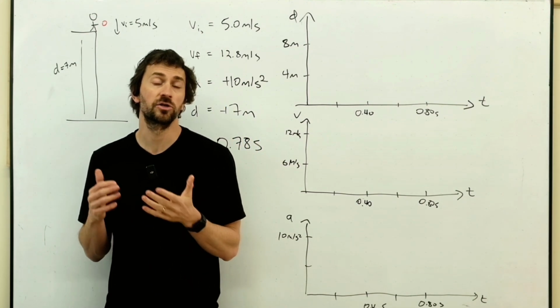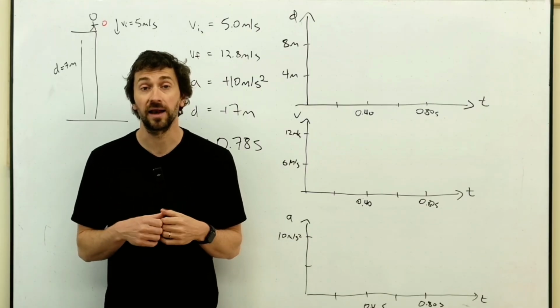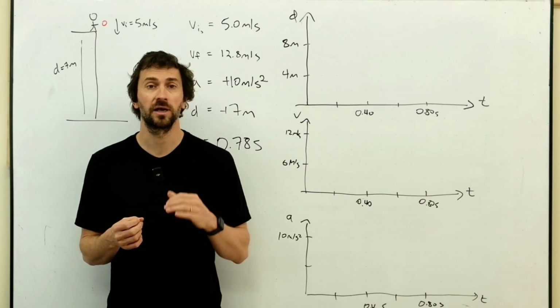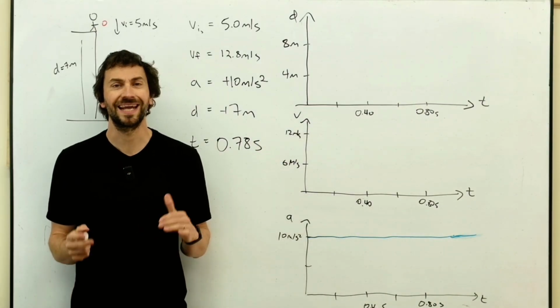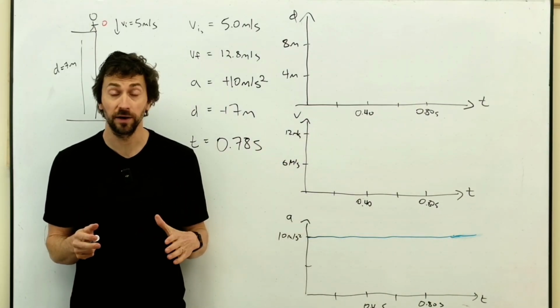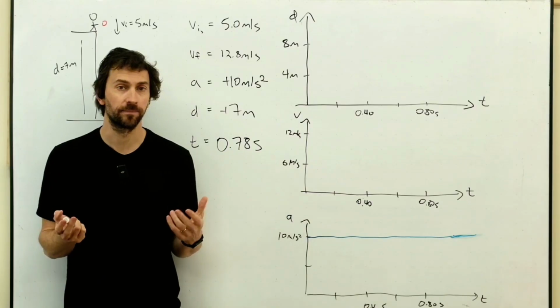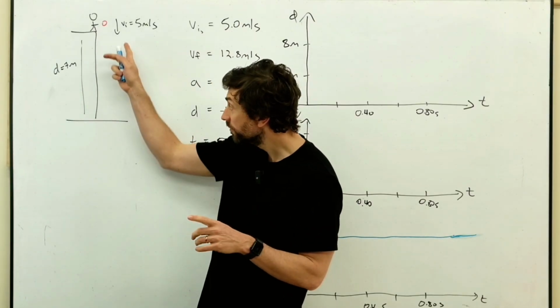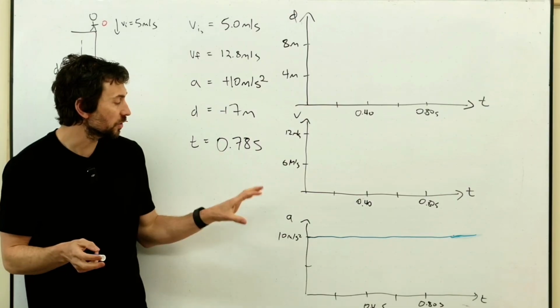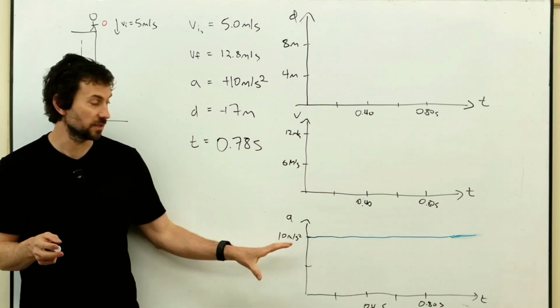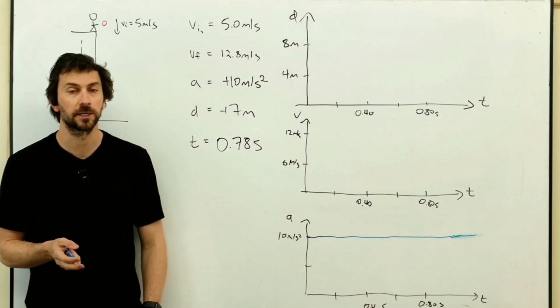The easiest one is to draw acceleration, so we'll start with that. It's a constant acceleration at the number 10. So there's my acceleration. It's 10 meters per second squared, and it's always the same. Remember, we've defined downwards as the positive direction for this question. So acceleration is down, so it's positive. So it's always positive 10 meters per second squared.